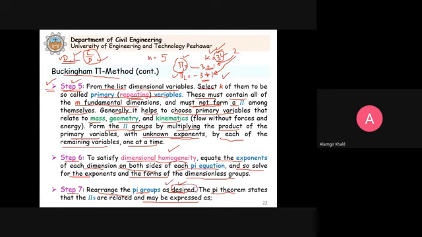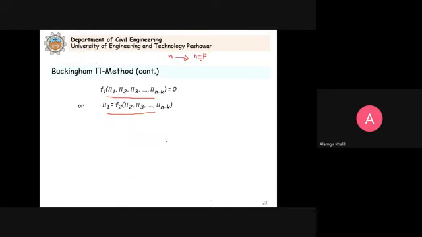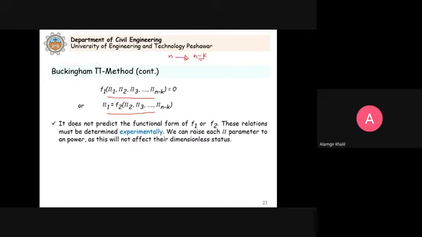Clear? So that's why you can see here that it does not predict the functional form of F1 and F2, because now here it changes. So we have F1 and this is F2. From where will this F1 and F2 come? These relations must be determined experimentally. So this dimensional analysis does not provide a complete answer, but no doubt, as you already saw from the Rayleigh method, it gives us the correct direction in which we should proceed.